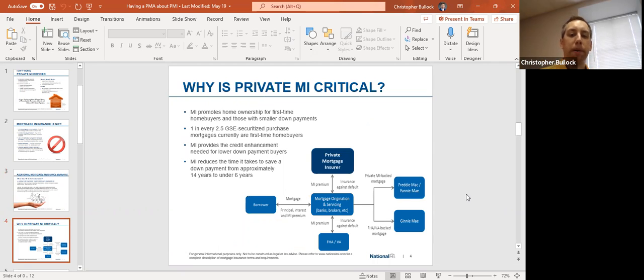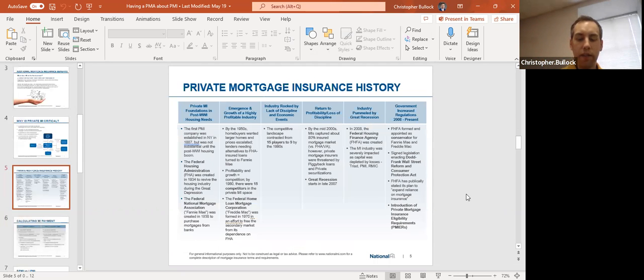This is a little bit deeper about why MI is important. We kind of covered this already. Basically, it comes in as a middleman to allow borrowers access to conventional loans, whereas otherwise they would need to go FHA. I think this is a little bit of history on private mortgage insurance.